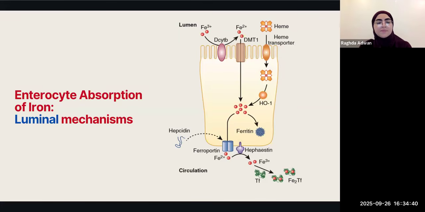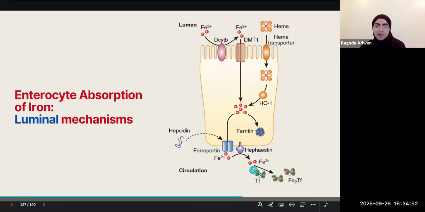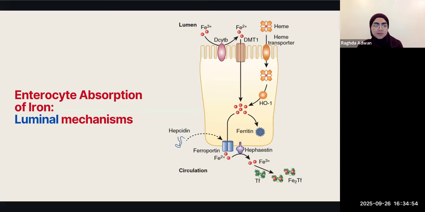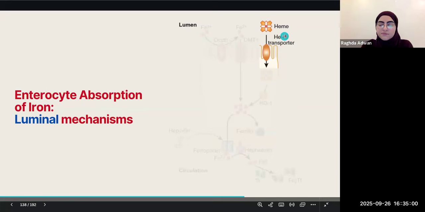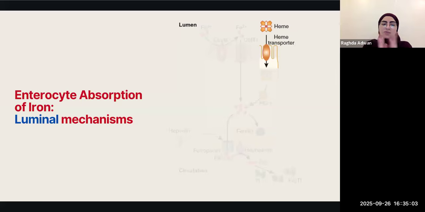Before we start explaining the diagram, just keep in mind there are two sides of the intestinal cell. This is a cell inside the intestine. There's the luminal side, which is the lumen of the intestines, and there's the basolateral side, which is facing the blood. I'm going to start with the luminal, and then I'm going to talk about the basolateral side. The luminal mechanisms face the outside, which is where the iron we consume from food is, and that's how it gets absorbed.